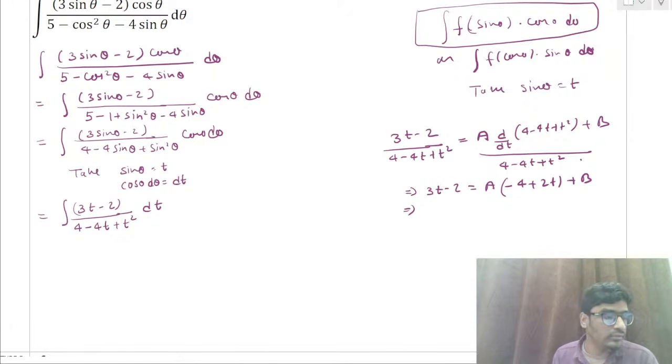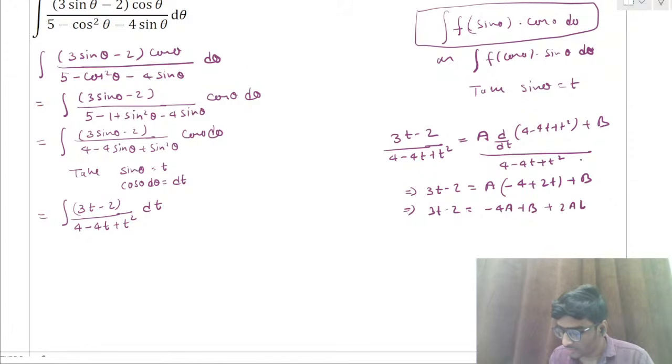This implies 3t minus 2 is equal to a times (2t minus 4) plus b, that is, 2at minus 4a plus b.